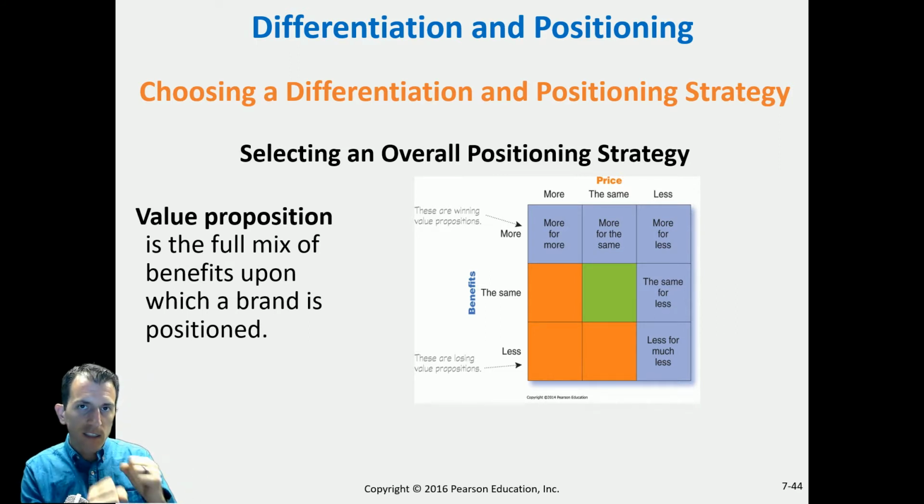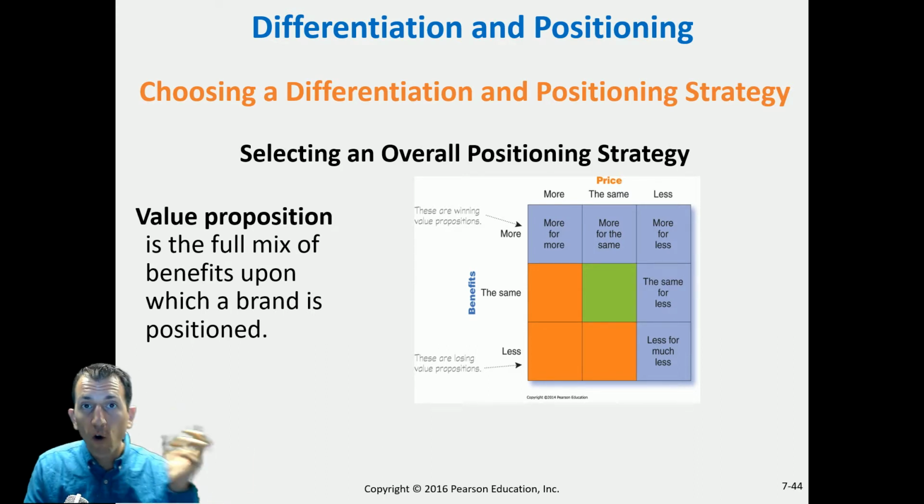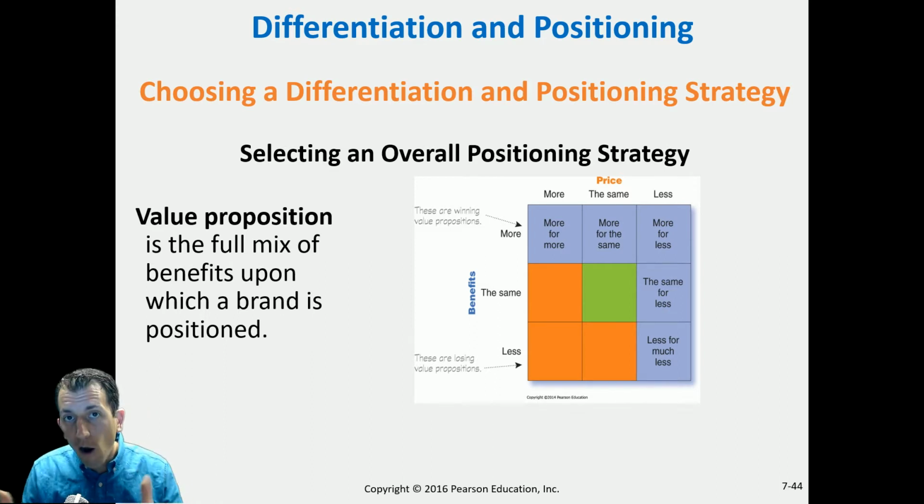I would say Albertsons and Safeway fight a little more neck and neck, but there's a big difference between a Safeway and a Trader Joe's in the value you get and the benefits you get. Same thing with a Whole Foods and a Trader Joe's, or a Whole Foods and a Safeway. Car companies do the same thing. If you think about BMW, Lexus, they're going to be more for more, right?